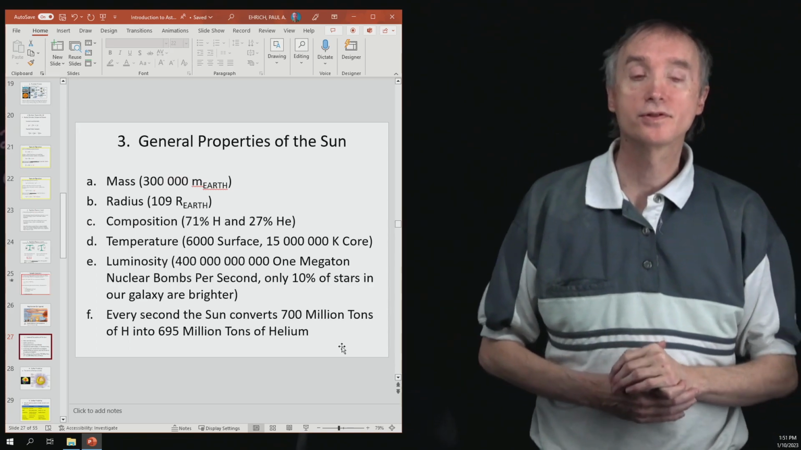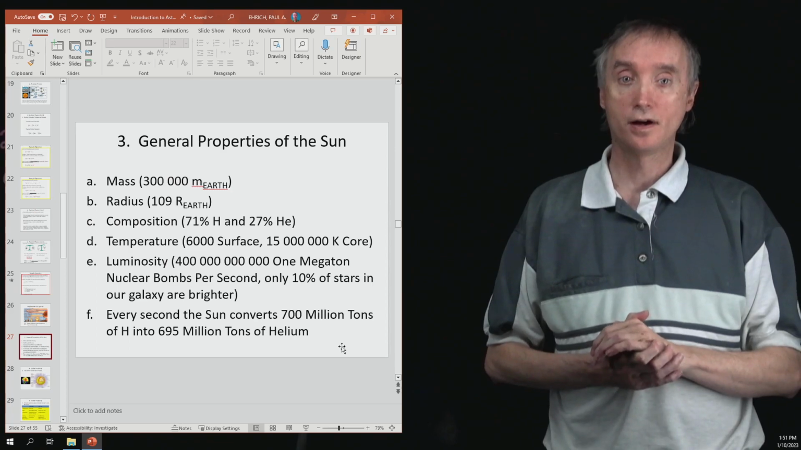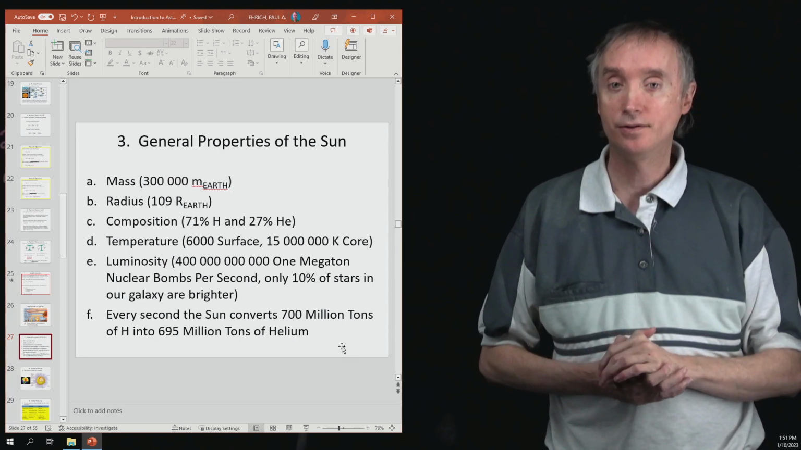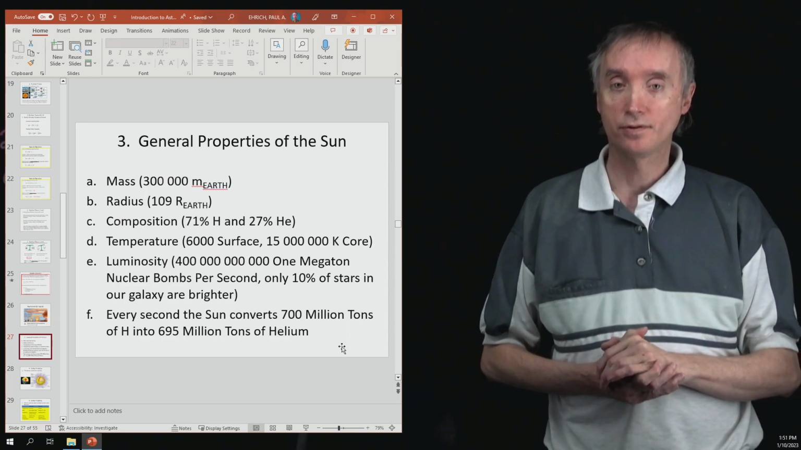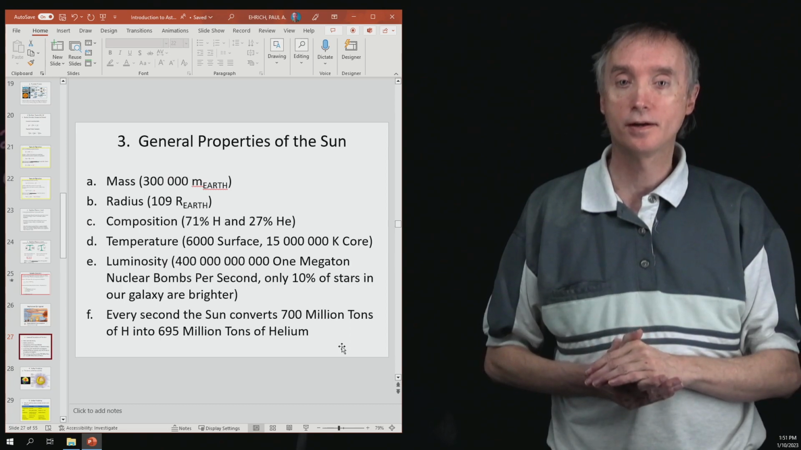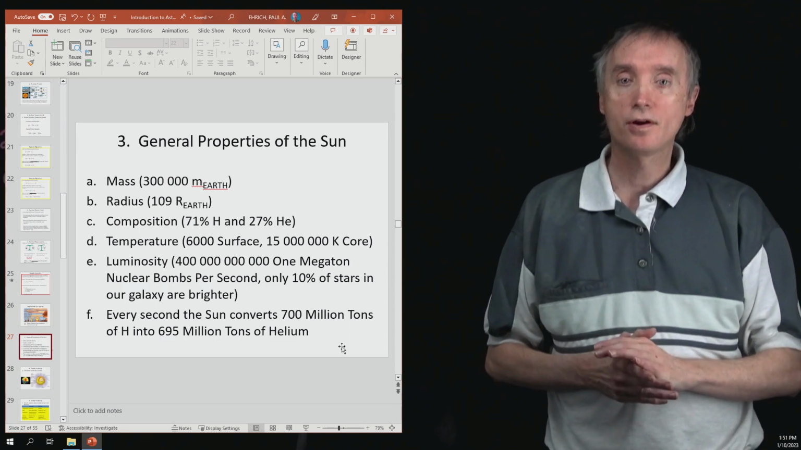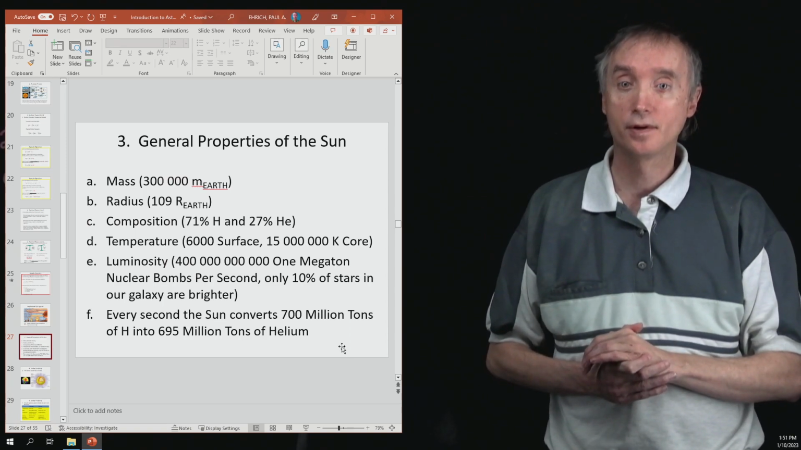And welcome back. So in our previous segments, we've been talking about the physics of stars. And in particular, we talked about the ideal gas law, and then we also talked about nuclear physics. So now we're going to be applying those concepts and others to stars. So let's start by talking about some general properties of our star, the Sun.